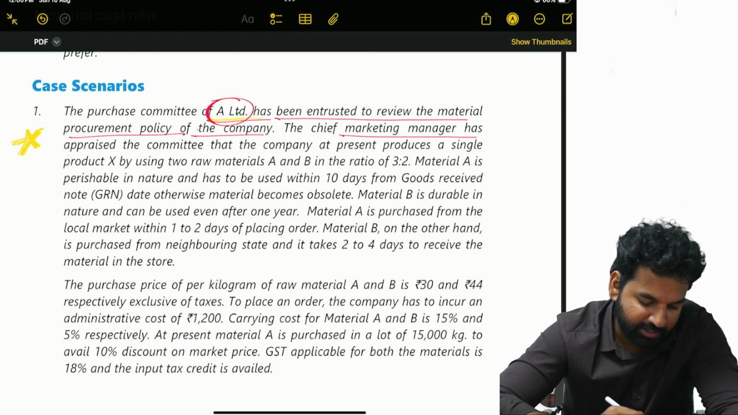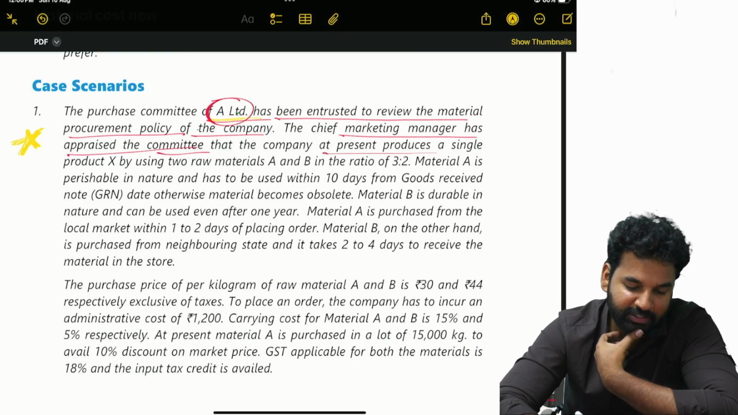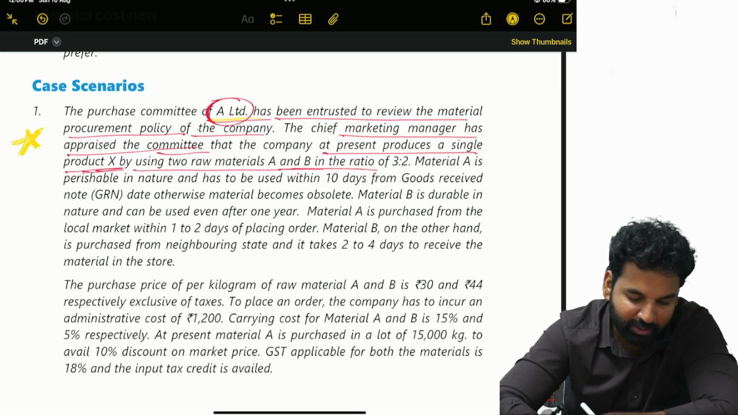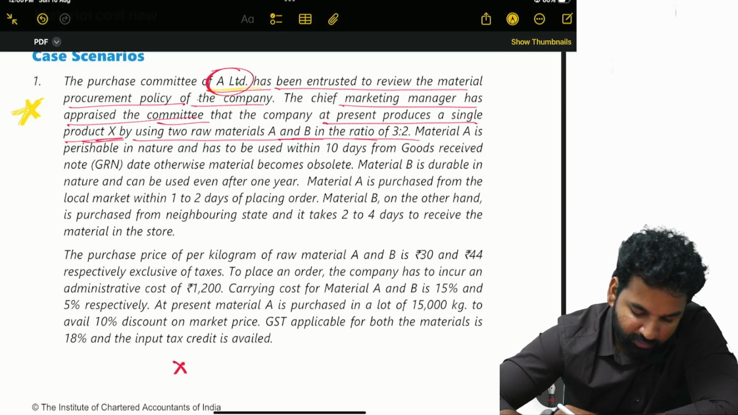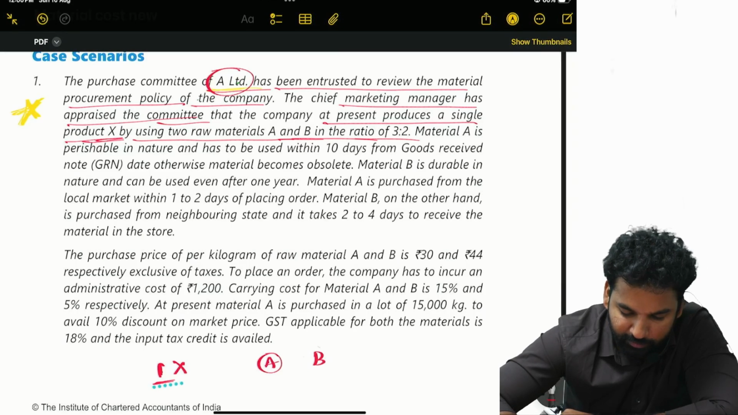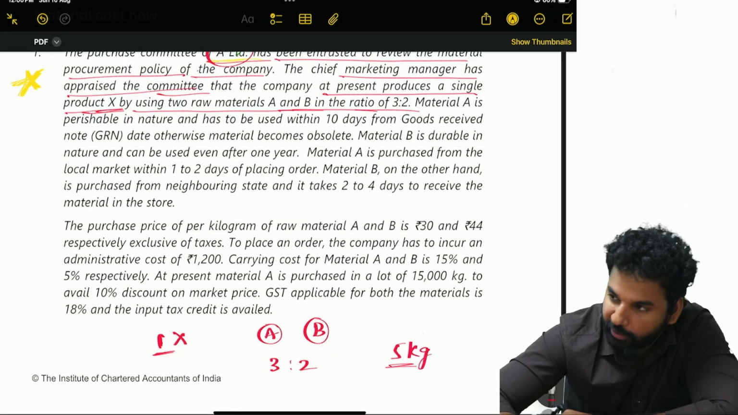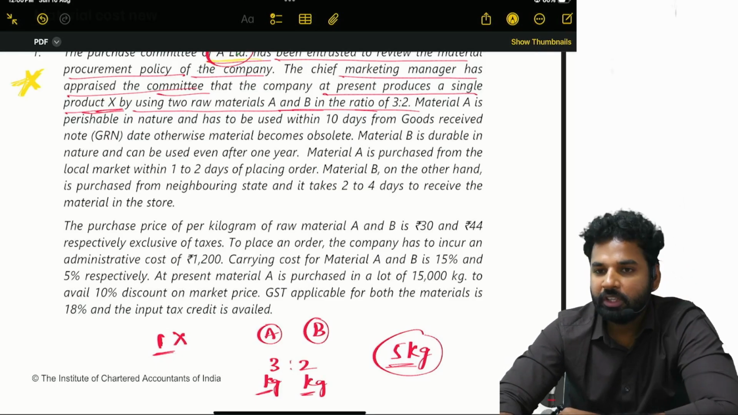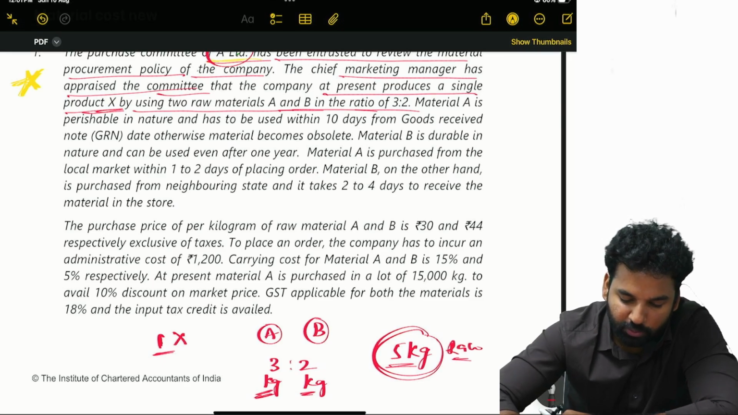The chief marketing manager has appraised the committee that the company at present produces a single product X by using two raw materials A and B in the ratio 3:2. That means for producing 1 unit of X, we need two raw materials A and B in 3:2 ratio. If you are taking 5 kg of raw material, 3 kgs of A is required and 2 kgs of B is required.